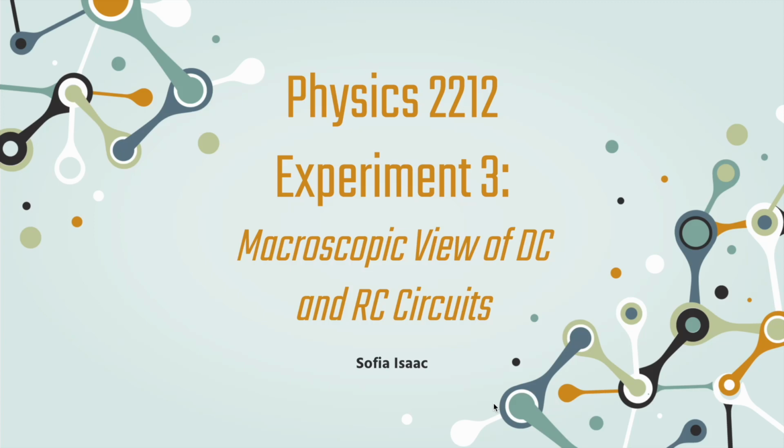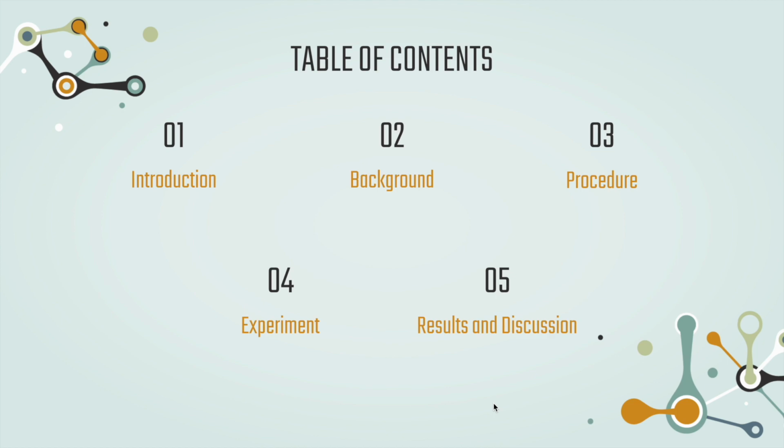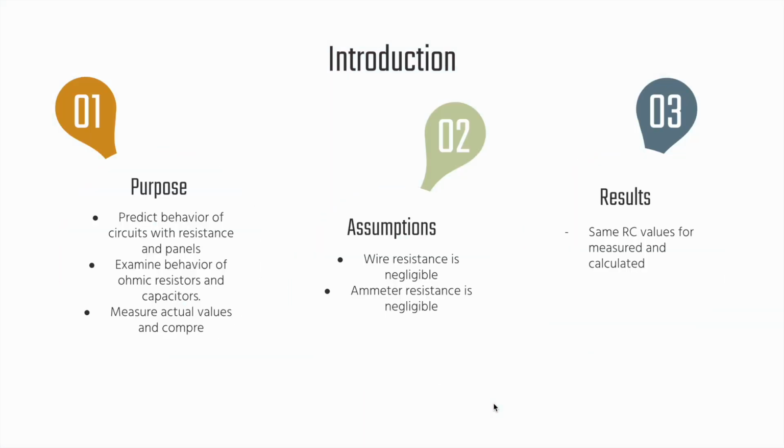My name is Sophia Isaac, and this is my experiment 3, macroscopic view of DC and RC circuits. To start, this is a table of contents, a general overview of what we're going to be talking about today, starting with the introduction.